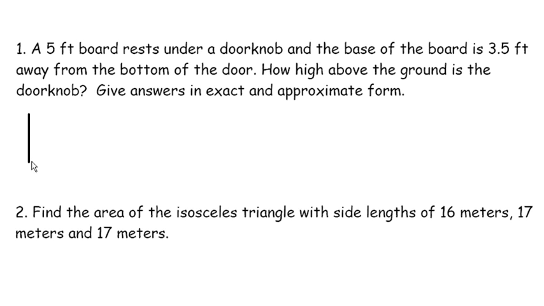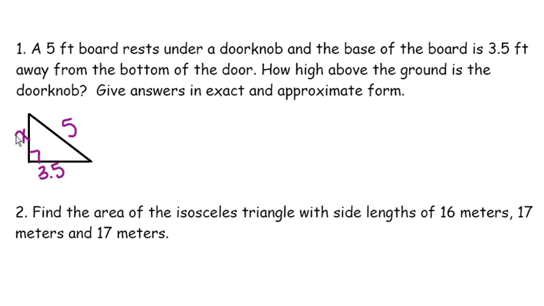Here's my door. Here's my 3.5 feet away. Here's the board. Okay, and let's label everything. So this is a right triangle, and the base of the board is 3.5 feet away. The board is 5 feet, and we need to know how high above the ground the doorknob is.